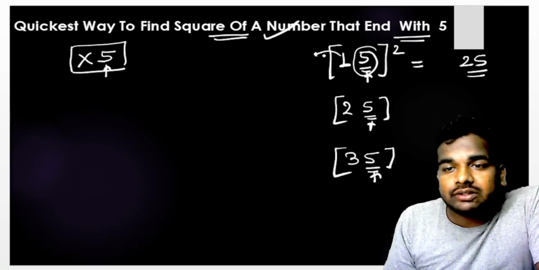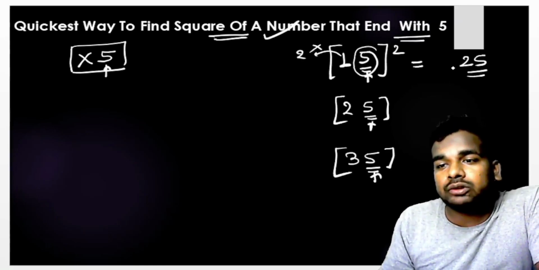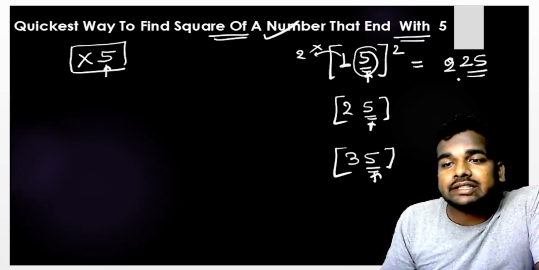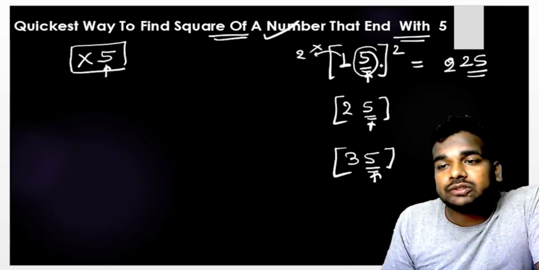Now students, say what is the successor of this 1? You will get 2. Now just multiply 2 into 1. How much did you get? That is 2. So you can see what the value of 15 square is. You will get 225.